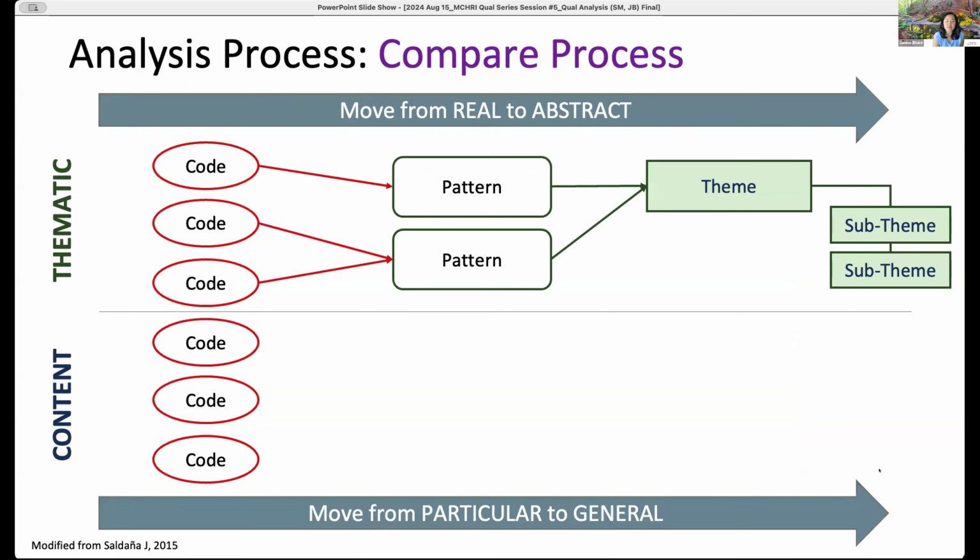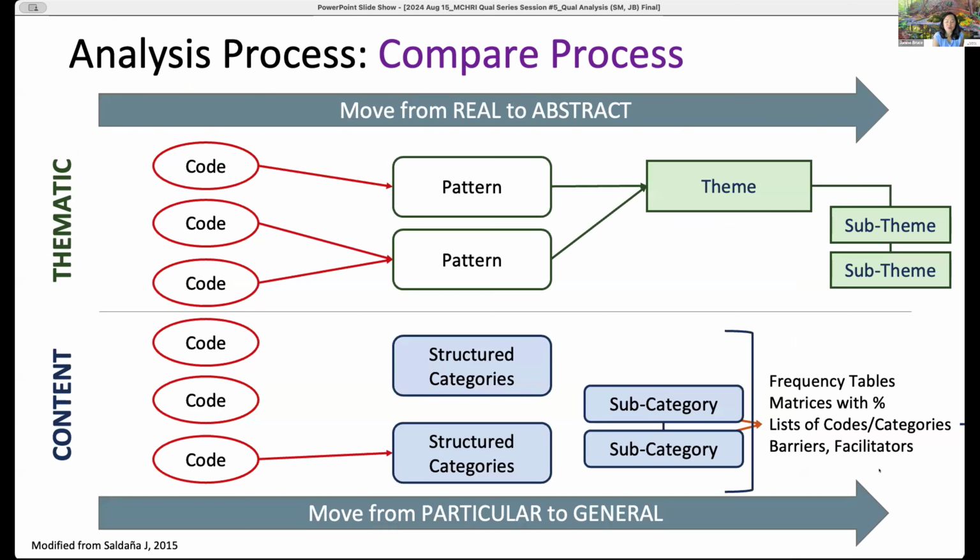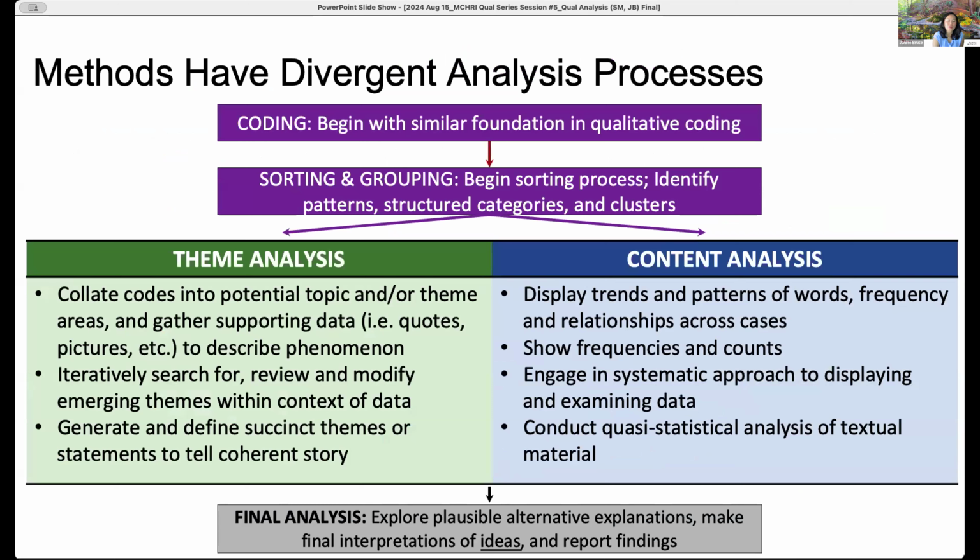And then comparing the two processes, they're quite similar, but with some small nuances in terms of the level of structure that you might have in content analysis, and then the outputs of the data itself. So how these processes are similar but yet divergent is that in the coding, you really are beginning with a similar foundation in your qualitative coding. As Sylvia mentioned earlier, you can really have a foundation that is inductive, deductive, or a combined approach. You're going to sort and group that data throughout the coding process. You're going to see these patterns and structured categories across the data. And really where the findings diverge is in how you are representing and displaying your data.